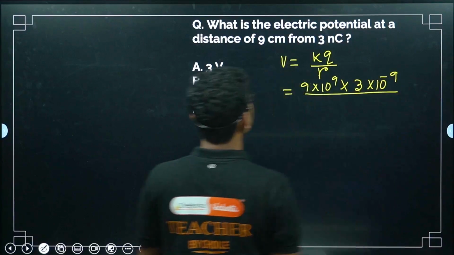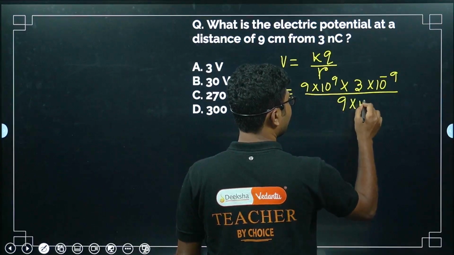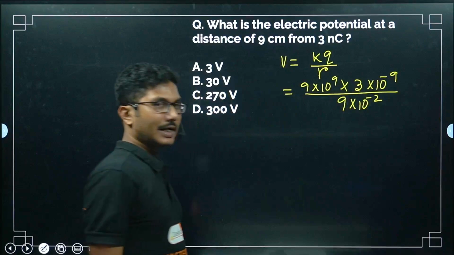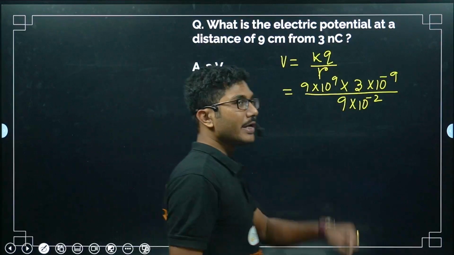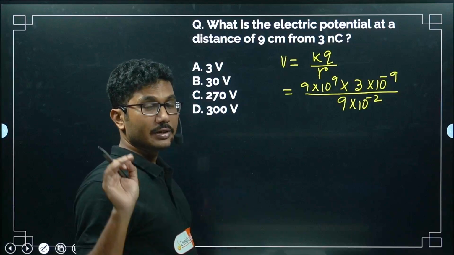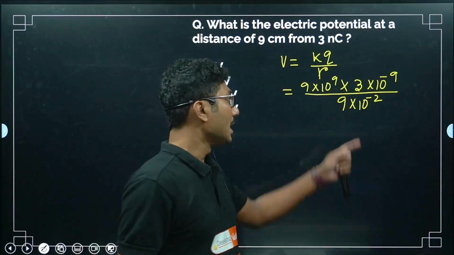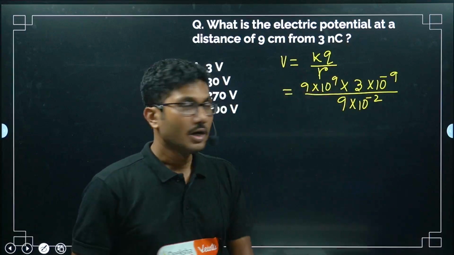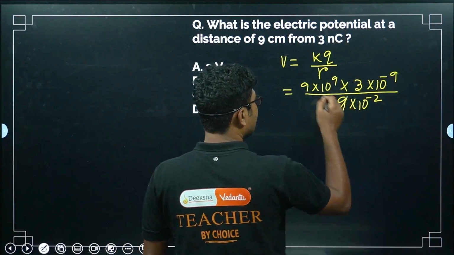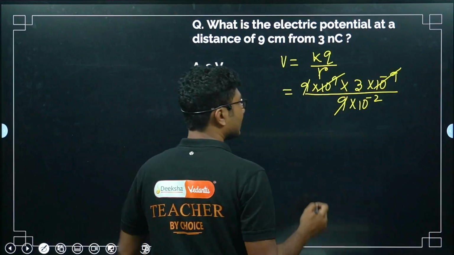What is the distance? Distance is 9 centimeter, and instead of 9 centimeter, we will write it like this, right? As I said, always use 10 to the power of minus 2 in the denominator. Even if you forget, that will save a lot of time, because whatever decimal you are going to use, eventually it will be converted into 10 to the power, right? So now this 9 will cancel. This 10 to the power 9 and this 10 to the power 9 will cancel.